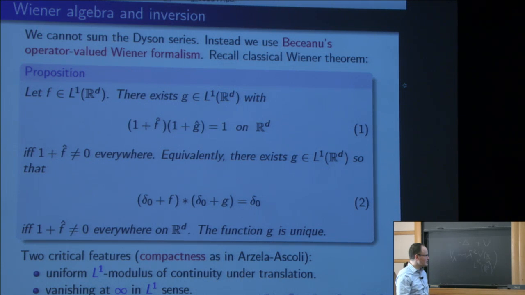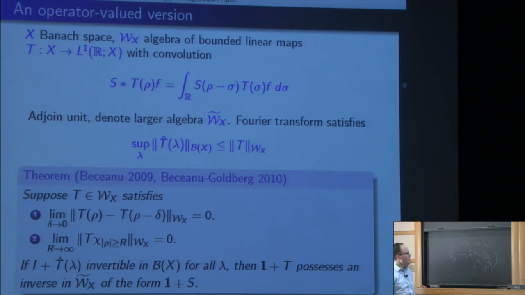That's this famous Wiener theorem, and it rests really on two things. It's a uniform L1 modulus of continuity under translation and the vanishing in the L1 sense at infinity. These two things. It's like in Arzela-Ascoli, of equicontinuity and compact support. So here I give a version of what Beceanu and Goldberg then did on the level of operators.